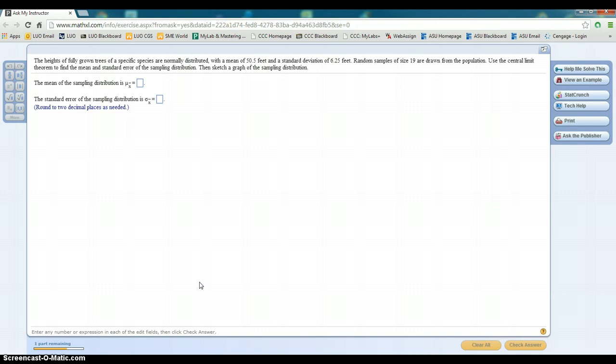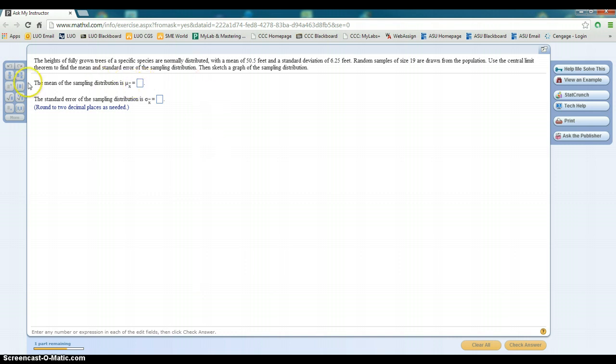The heights of fully grown trees of a specific species are normally distributed with a mean of 50.5 feet and a standard deviation of 6.25 feet. Random samples of size 19 are drawn from the population. Use the central limit theorem to find the mean and standard error of the sampling distribution. Then sketch a graph of the sampling distribution.